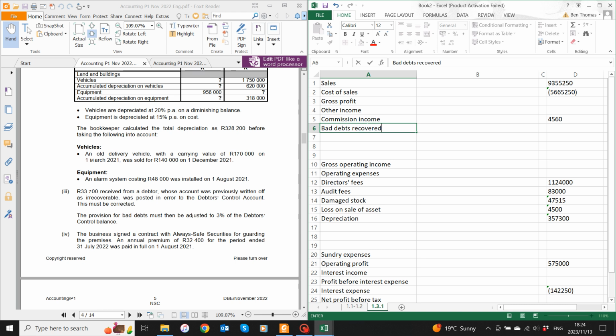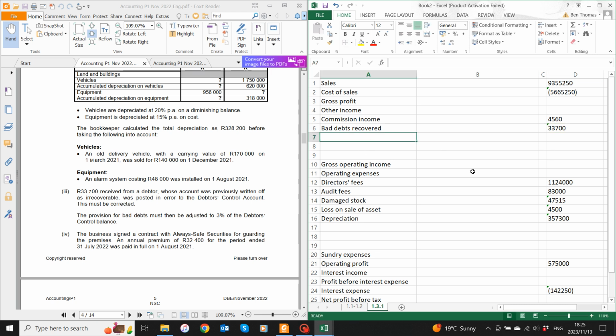There's no calculation necessary for the bad debts recovered part because someone who was written off a while ago came back and paid you their money. Regardless of what happened, they can no longer be seen as a debtor. So this amount should not be going to debtor's control. So what we're going to do is we're going to enter it here in the income statement as bad debts recovered, 33,700.